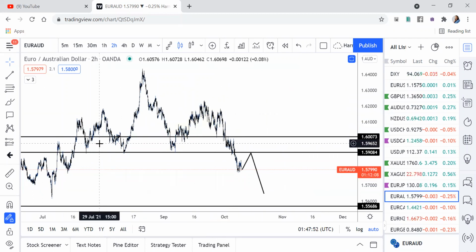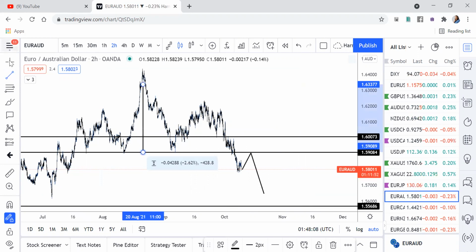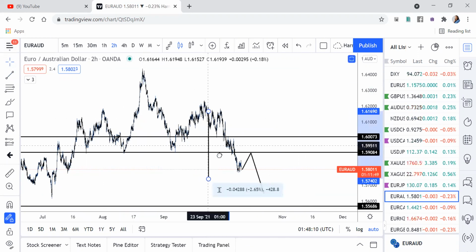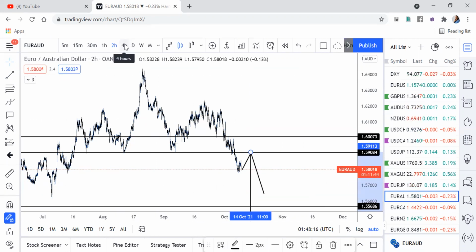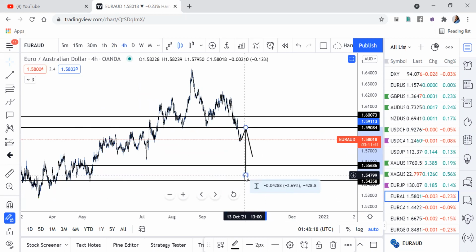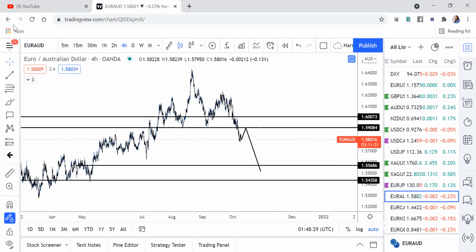Nice head and shoulder pattern as well. So we got a long way to go. Let's see where this is going. Nice. Right into the zone. All right. That's the play.